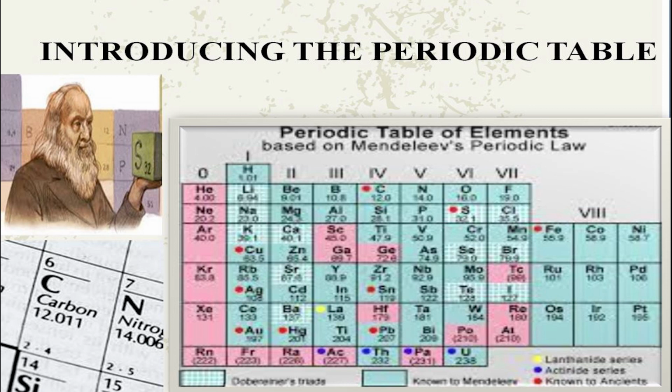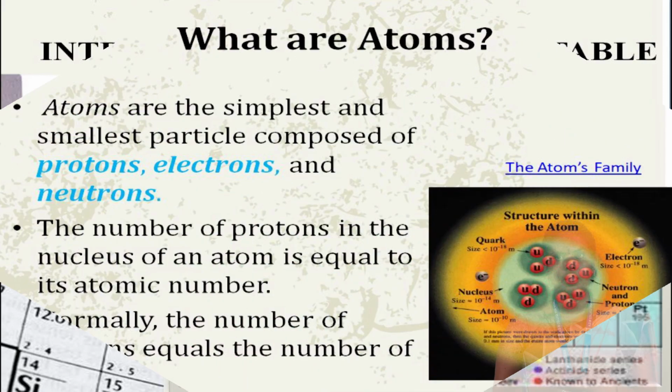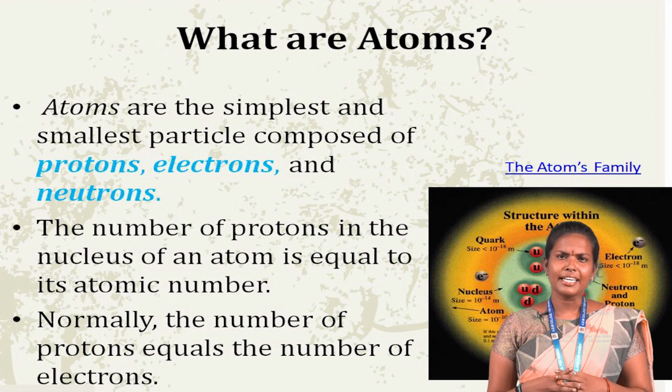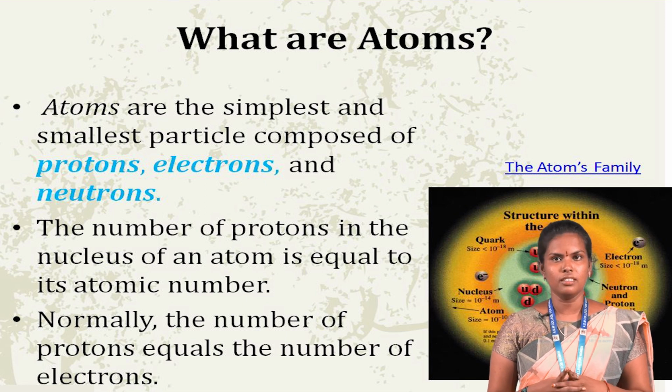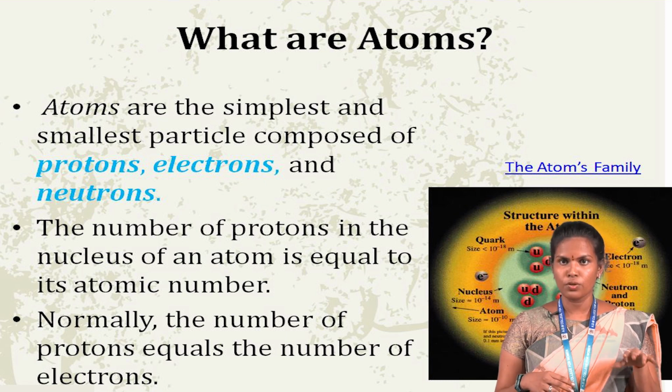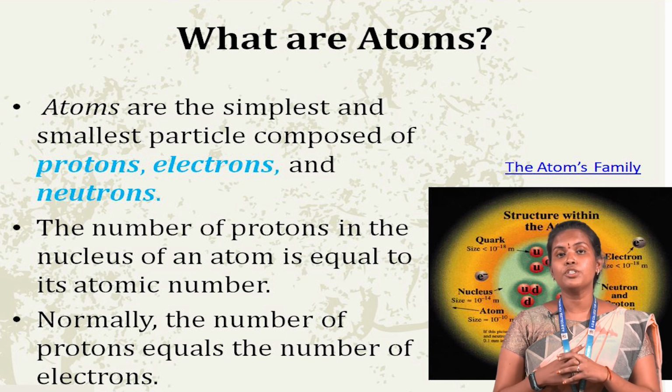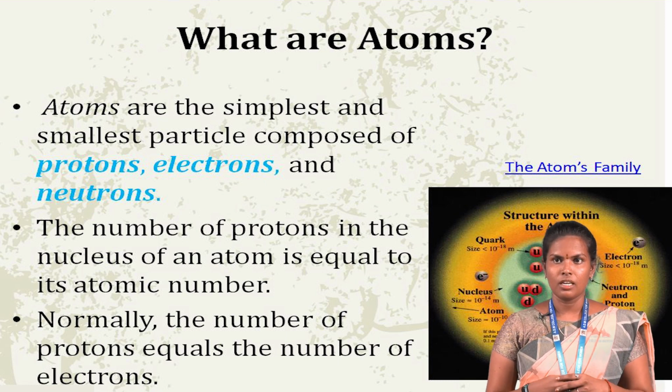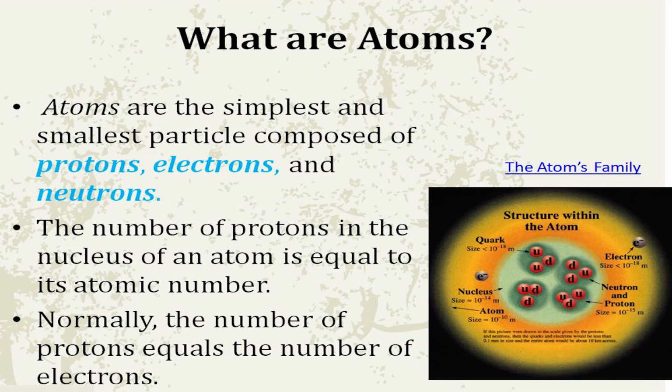In his time, there were only 60 elements discovered, but his periodic table predicted and left room for the future discoveries of elements. What are atoms? Atoms are the simplest and smallest particles composed of protons, electrons and neutrons. The number of protons in the nucleus of an atom is equal to its atomic number. Normally, the number of protons equals the number of electrons.